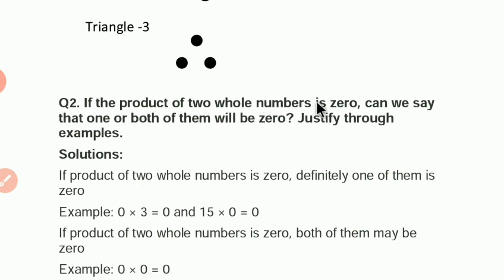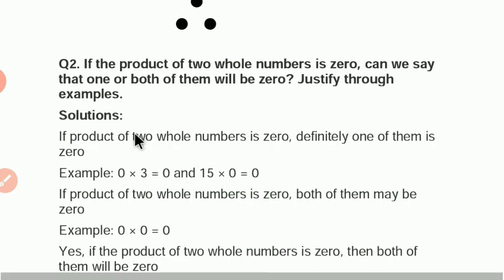Then question number 2. If the product of two whole numbers is 0, can we say that one or both of them will be 0? Justify through example. Product means multiplication. So the question asks that if we multiply any two whole numbers, the answer is 0. So can we say when we'll get 0? If one number is 0 or both of them are 0. So we have to show by one example.